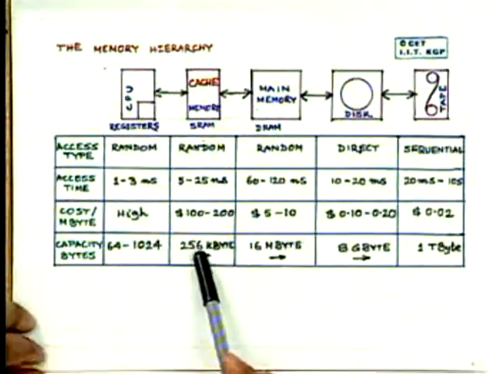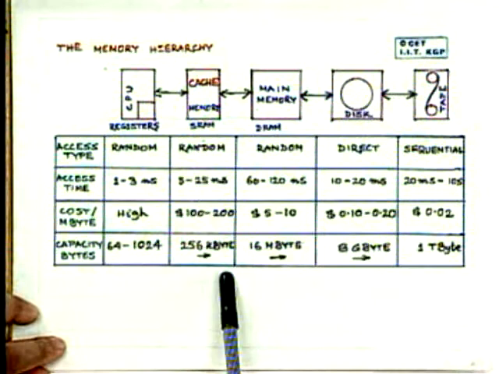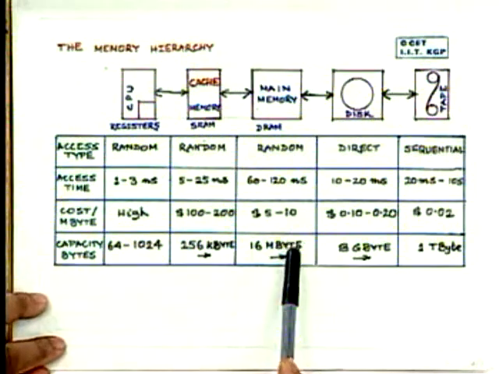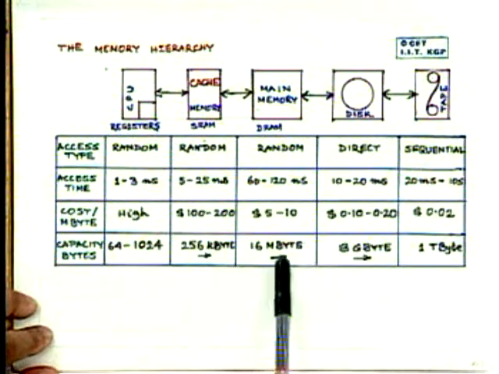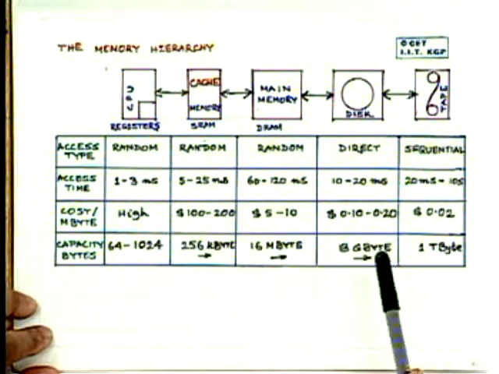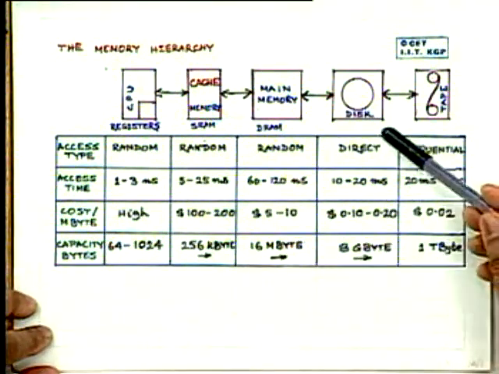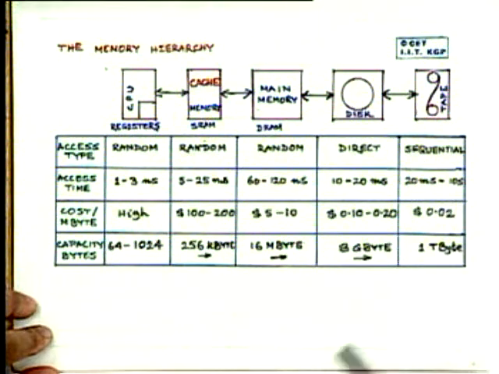Say a few hundred to a few thousand bytes for the CPU registers. Here 256 kilobytes onwards for the cache, 16 megabytes here. Nowadays it is quite a bit more, even for PCs it is 64 megabytes onwards, say. It's 8 gigabytes for the disk and 1 terabyte and over for the tape.